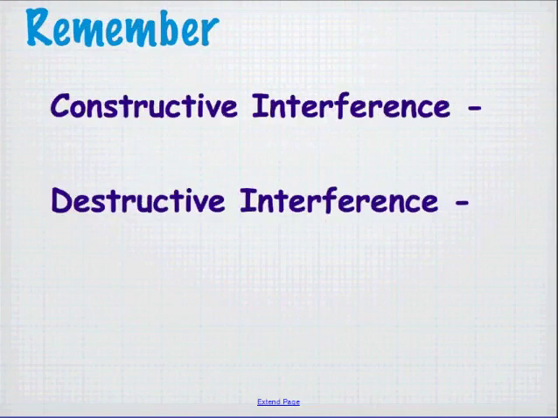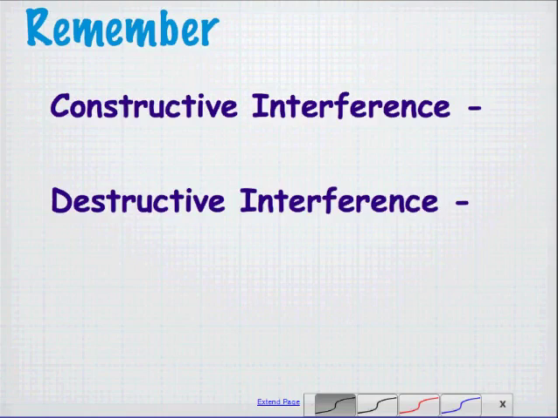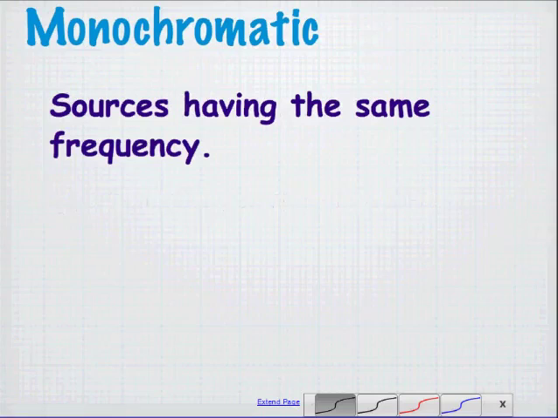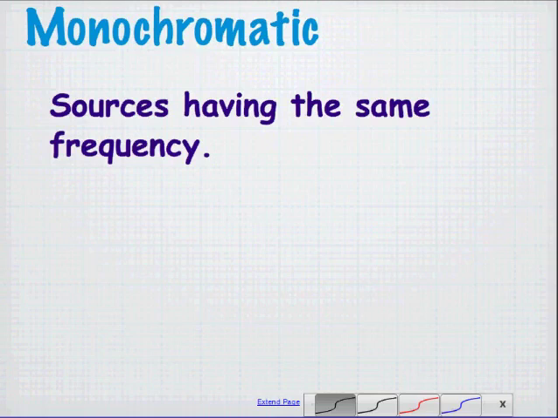Now remember, constructive interference, what does that do? Well, that creates larger crests and larger troughs. Destructive interference cancels things out. It makes no waves. Monochromatic sources have the same frequency. Let's say frequency is the color of the light, so they all have the same color of light. Chromatic is color, so monochromatic is one color of light.